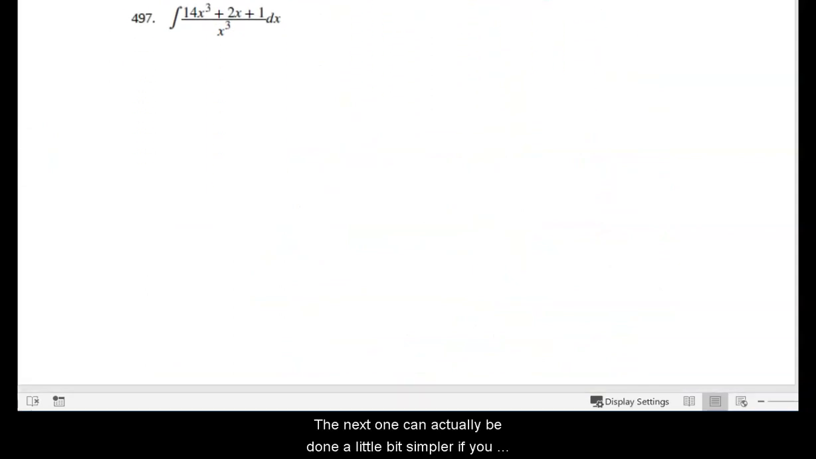The next one can actually be done a little bit simpler if you recognize that there is a trick that can be applied. You'll notice first off that there is a fraction, which means there's division. But if you're remembering, I said that we wait until calculus 2 mostly to deal with any division or products in the integrand, which must mean that there is some way to get around the division, and there is. The denominator of this fraction is a single term, a monomial expression of x cubed.